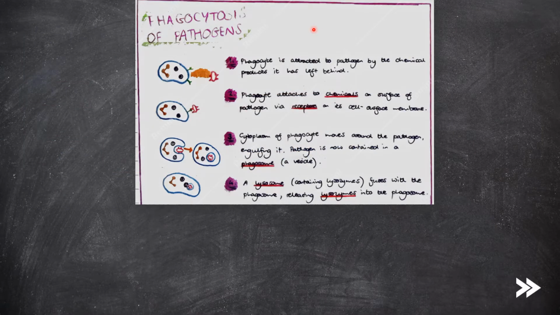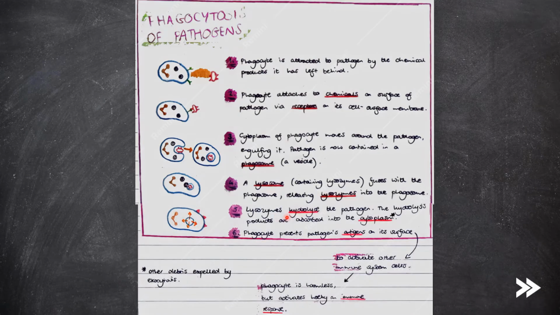So how do phagocytes actually destroy pathogenic material? First of all, the phagocyte is attracted to the pathogen by the chemical product it has left behind. Then, the phagocyte attaches to chemicals on the surface of the pathogen via specific receptors on its cell surface membrane. Then the cytoplasm of the phagocyte moves around the pathogen, thereby engulfing it. The pathogen is now contained in a phagosome, which is a type of vesicle. Next, a lysosome containing lysozymes fuses with the phagosome, releasing its lysozymes into the phagosome.